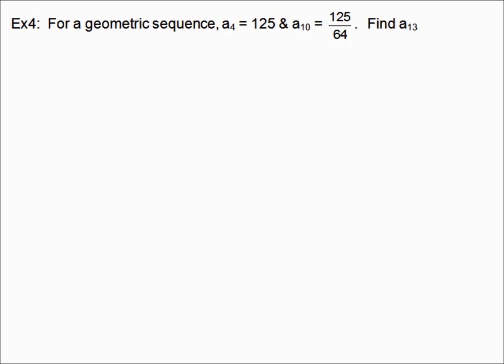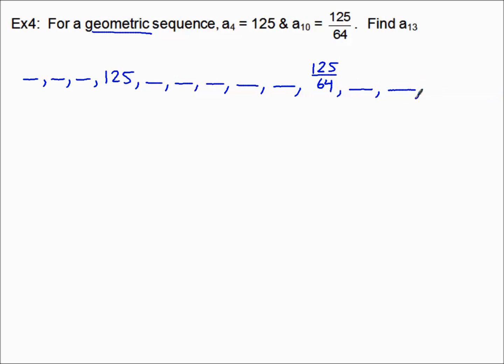So example 4 looks very similar to one of the ones we did on arithmetic day. This time we have a geometric sequence. We know that the 4th term is 125 and that the 10th term is 125/64, and we're asked to find the 13th term. So what I did last time is I kind of drew a picture of this, and I'm going to continue to do that. So here's my first term, here's my second term, third term. My 4th term is 125, and then 5th, 6th, 7th, 8th, 9th. My 10th term is 125/64, and I might as well keep going. The 11th, the 12th, the 13th. This is the one that I'm looking for right here.